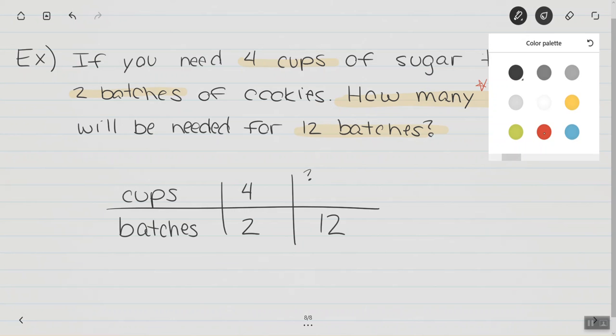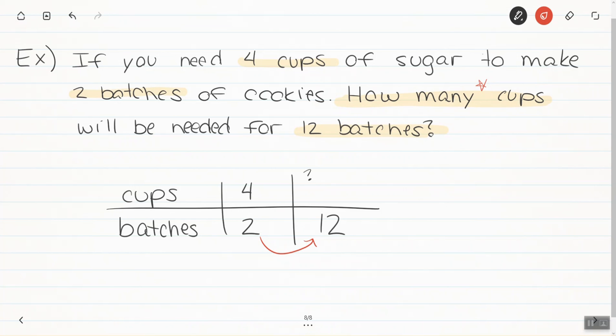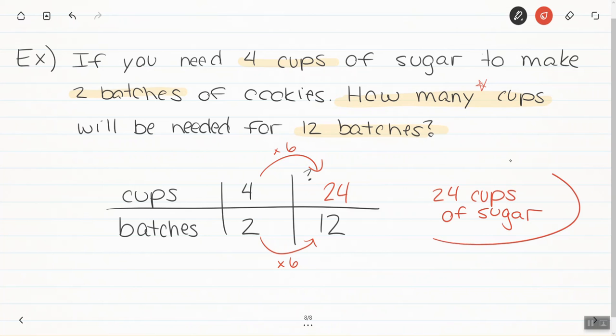So what you could have done is you could have said, okay, well, I need to get from 2 to 12. I can multiply times 6. And whenever I multiply on the bottom, I have to do to the top. So 4 times 6 gives me 24. So there's my answer. I need 24 cups of sugar to make all my cookies.